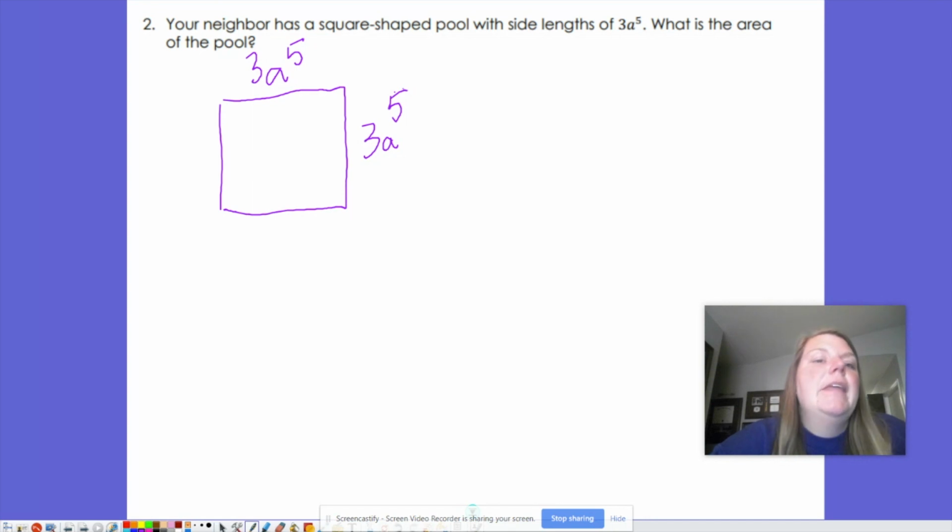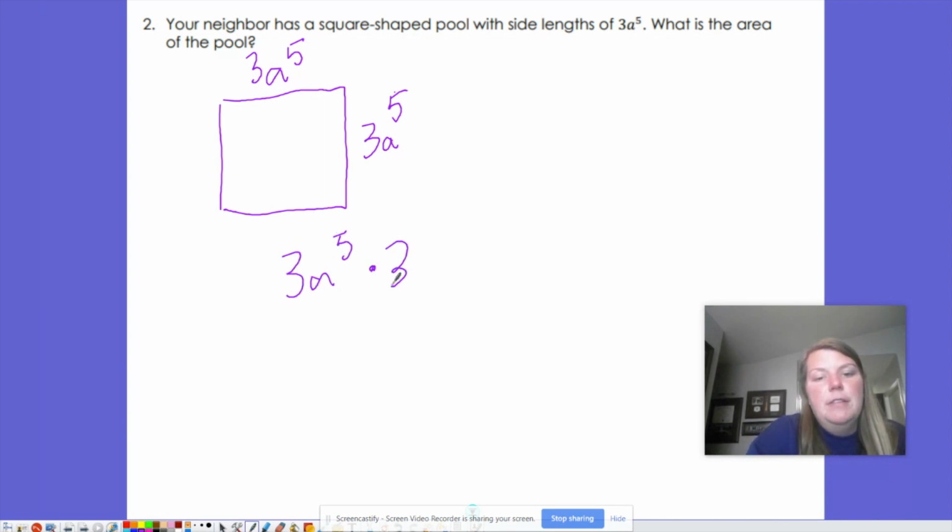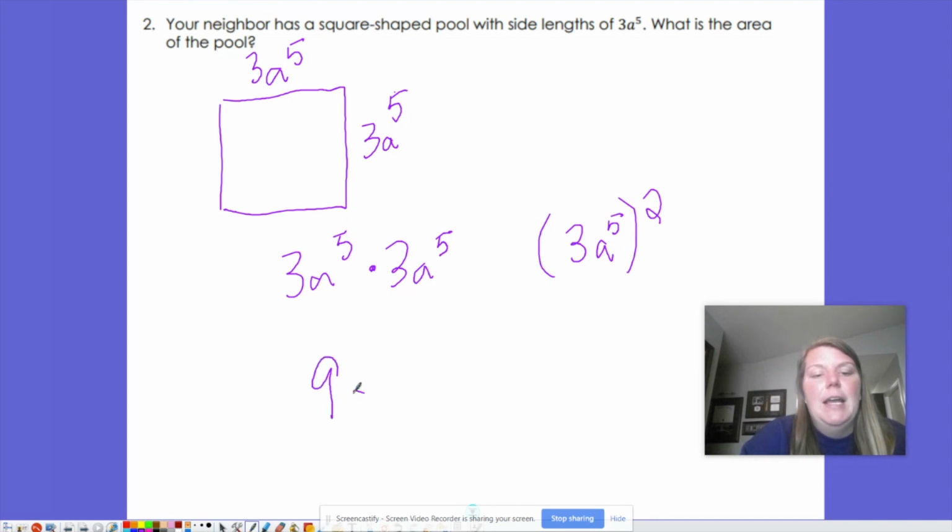And if we're finding the area, we want to multiply the length and the width, or the base and the height. So if we multiply these together, we could write it as 3a to the 5th times 3a to the 5th, which is fine. But just another way you could write this is 3a to the 5th squared. So we want to multiply those 3's, those coefficients, together to get 9. And then we want to add those a's together. A to the 5th plus that a to the 5th would give us a to the 10th.